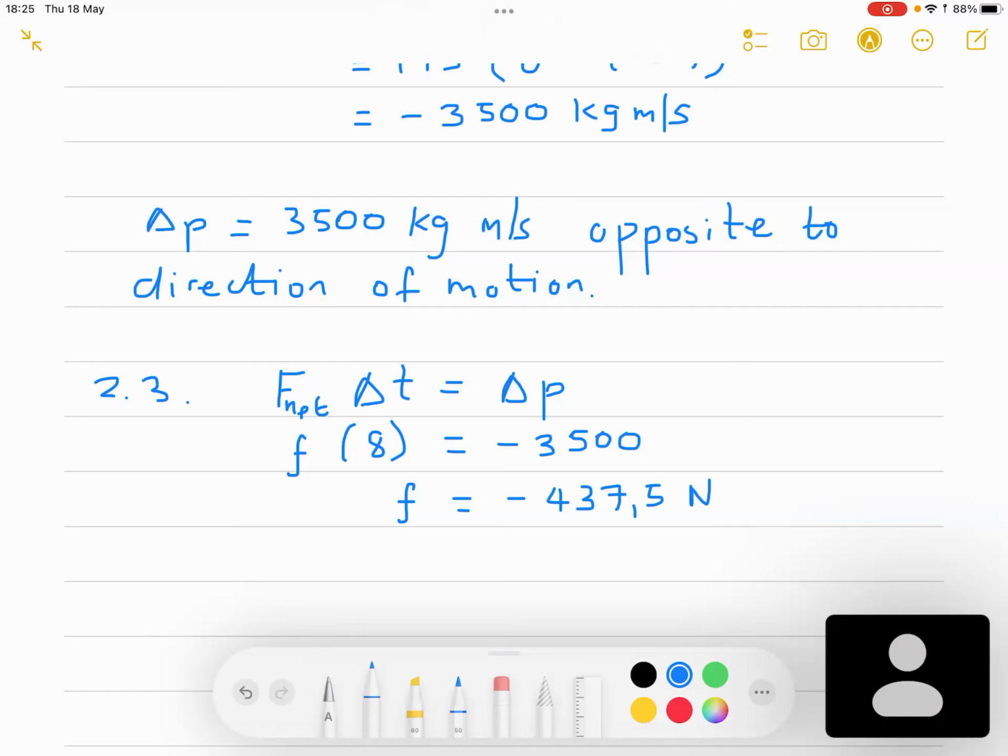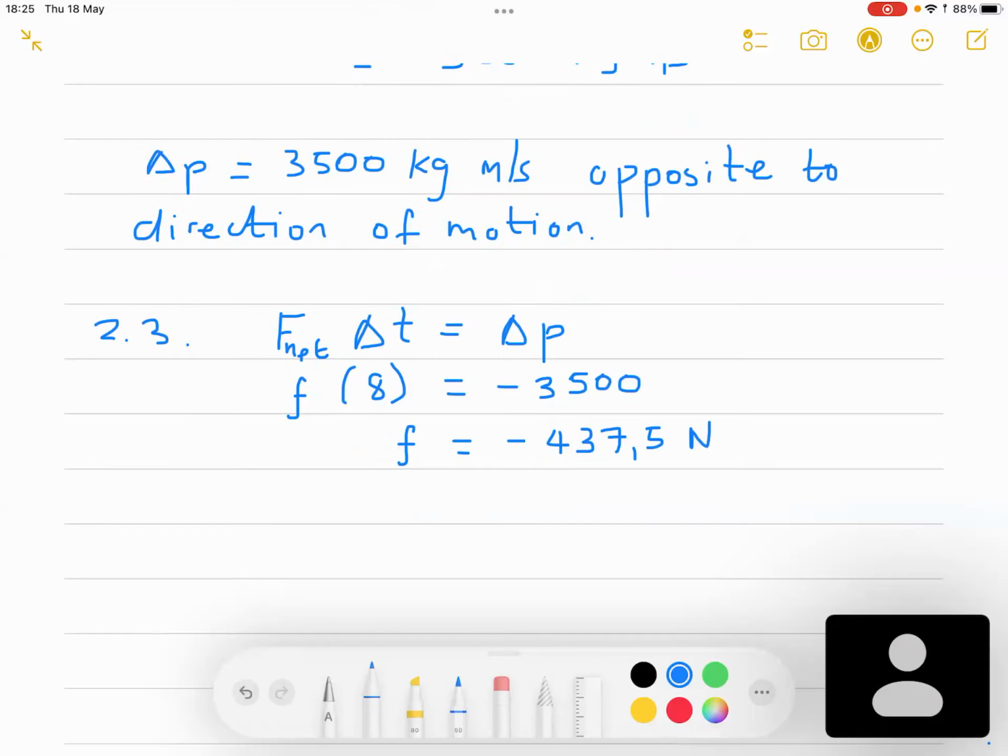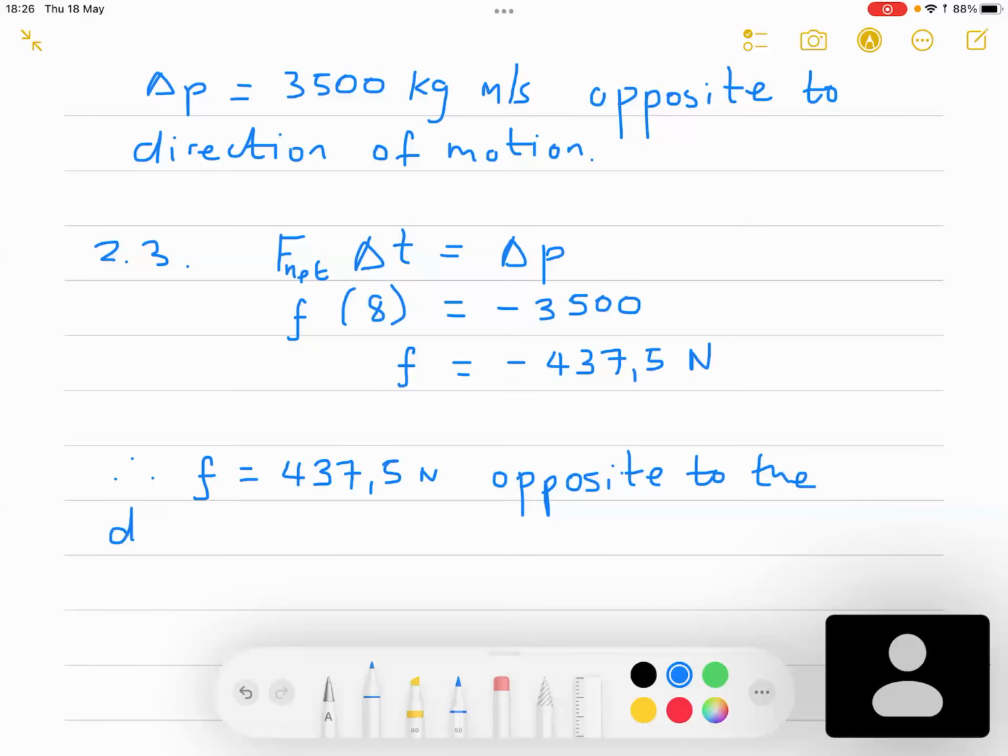Okay, so what does the negative sign mean? It says that this is in the direction opposite to what I chose as positive, right? So the frictional force is equal to 437.5 newtons opposite to the direction of motion. Okay.